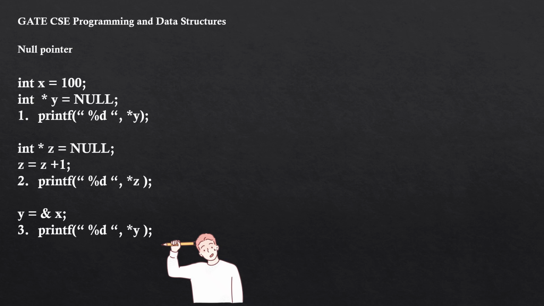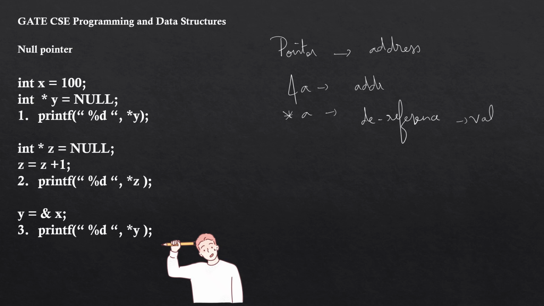So before we solve the question, let's talk a little about pointers. A pointer is a special variable which can store addresses. No other variable can store any address. Ampersand refers to getting the address and star refers to the dereferencing of this address. Dereferencing as in you're getting the value at that address.